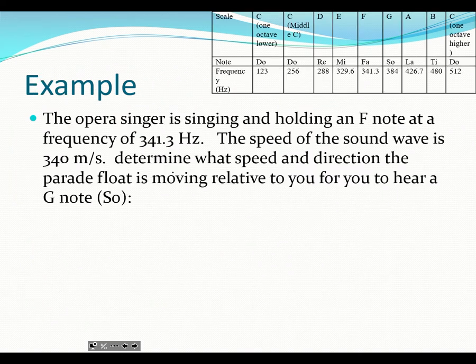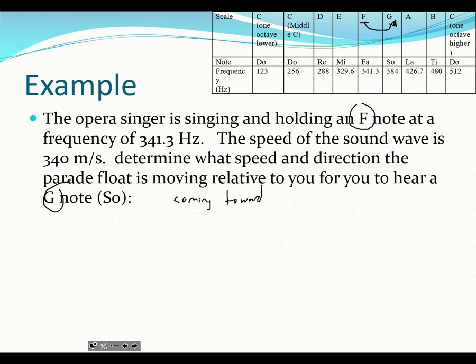So let's do an example with this formula. So an opera singer is singing and holding an F note at a frequency of 431 hertz. The speed of the sound wave is 340 meters per second. Determine what speed and direction the parade float is moving relative to you for you to hear a G note. So it says that the opera singer is holding an F note, but we hear a G note. And then here's a little source to help us here. So this is the note that they're playing, and this is the note that we hear. So what we hear is we hear a higher note. And if we hear a higher note, that means that they are coming towards us.